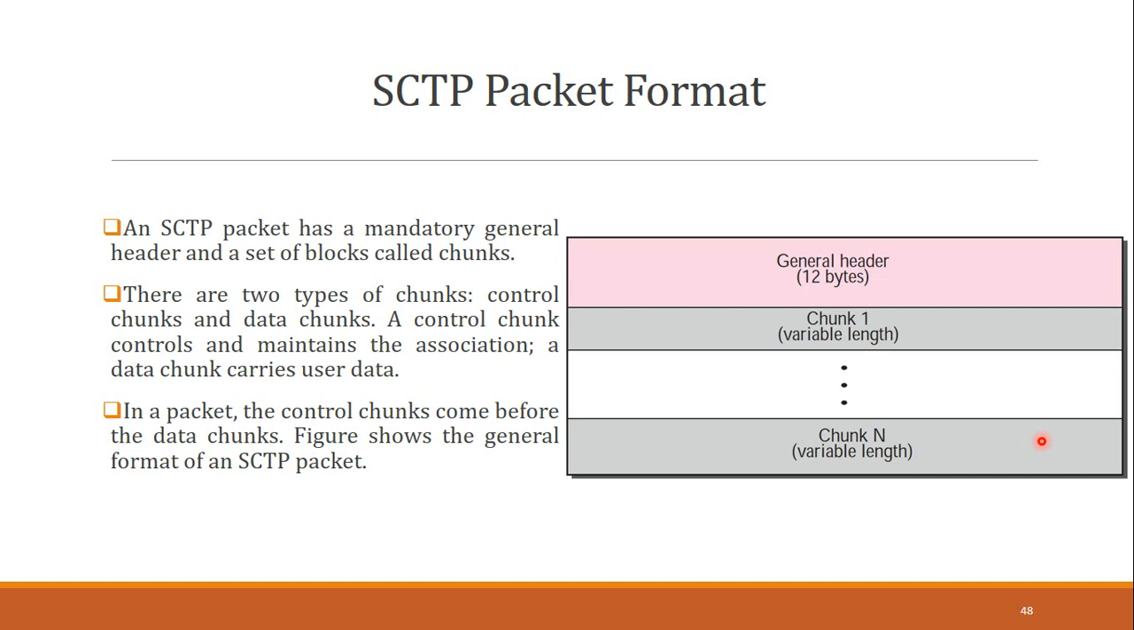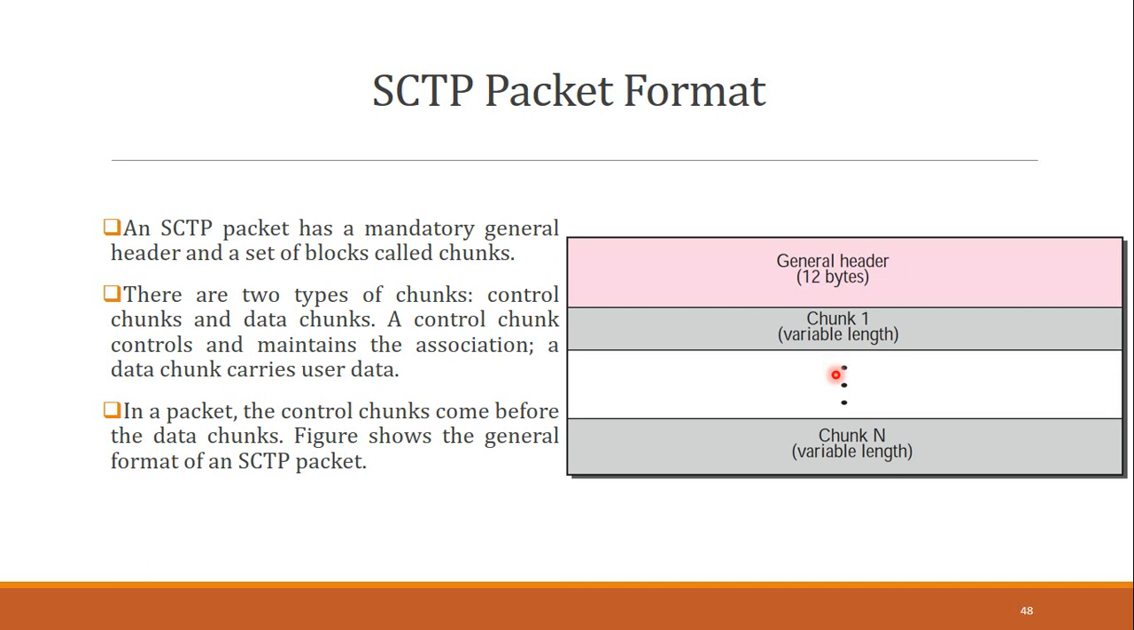Hello everyone. Today we are going to start with a topic called SCTP packet format, and we'll first discuss the format of a packet, and along with it we'll also discuss the different types of chunks associated with the same. Now, an SCTP packet has a mandatory general header and a set of blocks called chunks. There are two types of chunk over here.